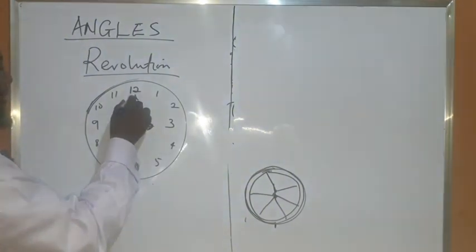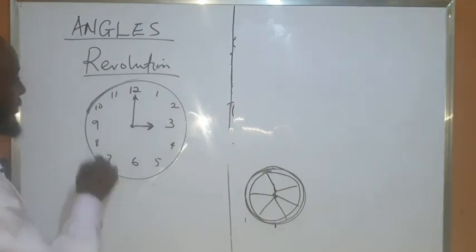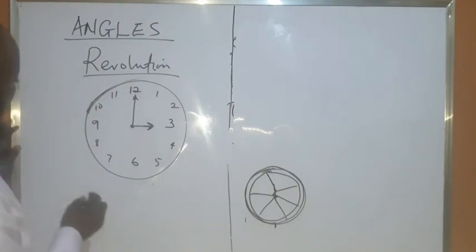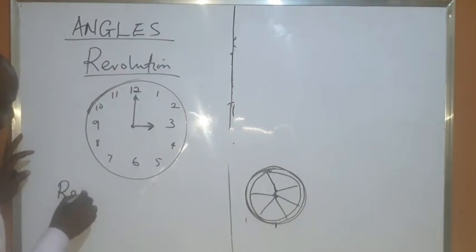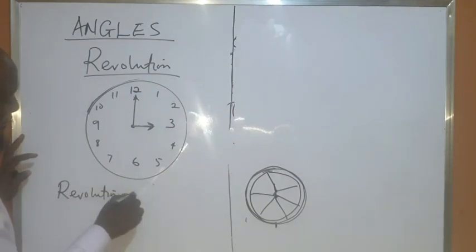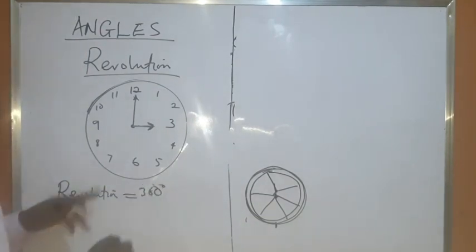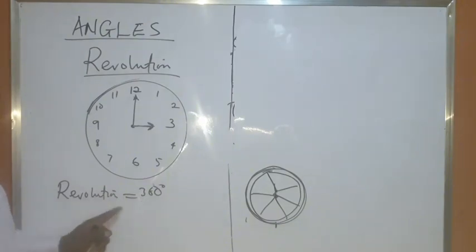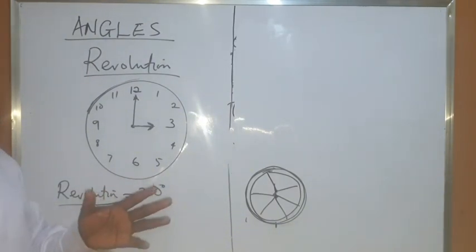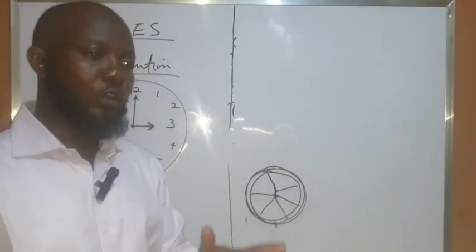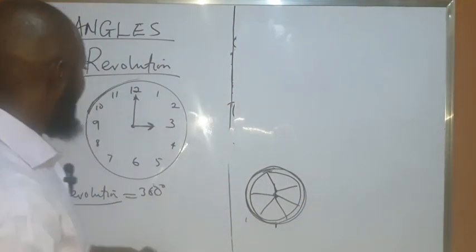If this hand turns a revolution, that means it has moved around a complete circle. And a revolution, mathematically, is talking about 360 what? Degrees. So that is another type of angles that we're going to look at. A revolution is 360 degrees. Now, you either move clockwise or anti-clockwise.